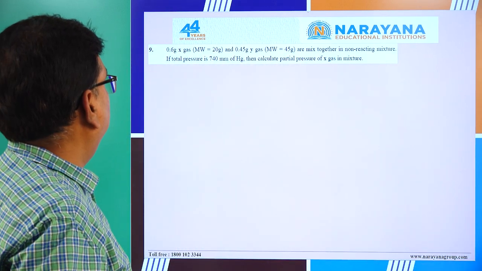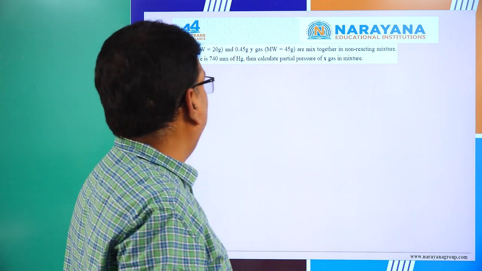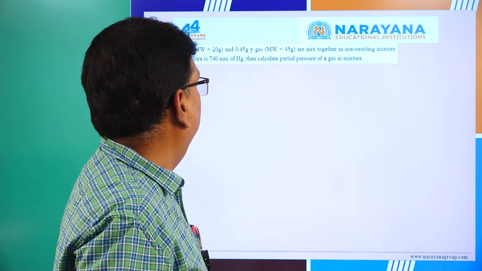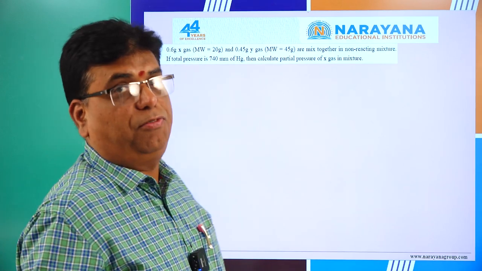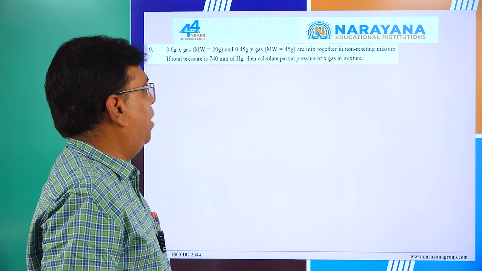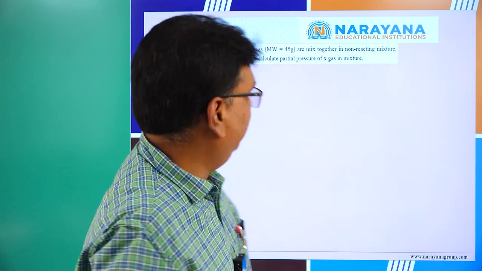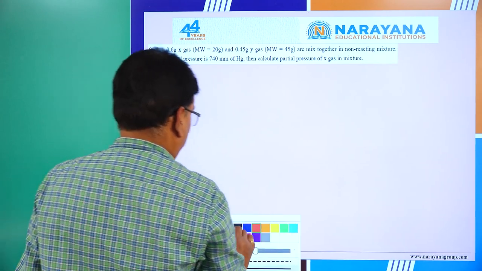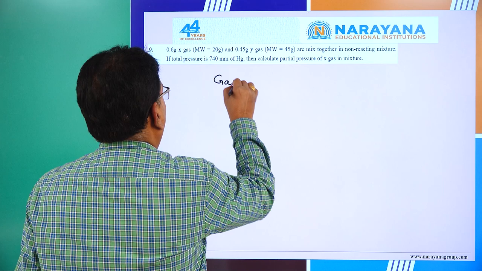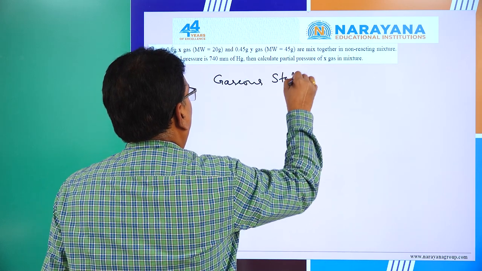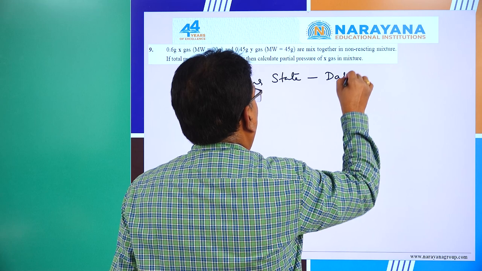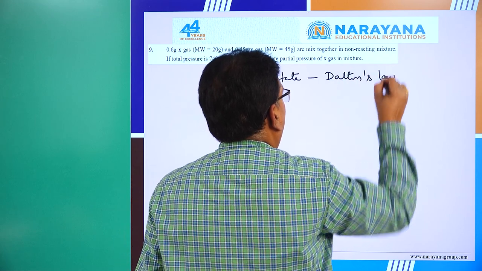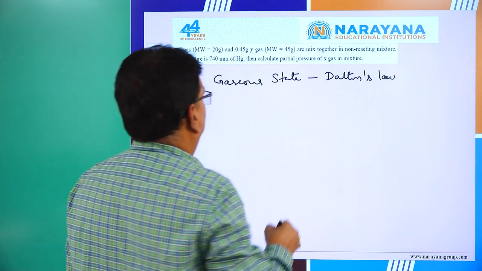0.6 gram of gas X having a molecular weight 20 and 0.45 grams of gas Y having a molecular weight 45 are mixed together in a non-reacting mixture. If total pressure is 740 mm of mercury, then calculate the partial pressure of X. This is a question from the gaseous state based on Dalton's law. So what is Dalton's law?